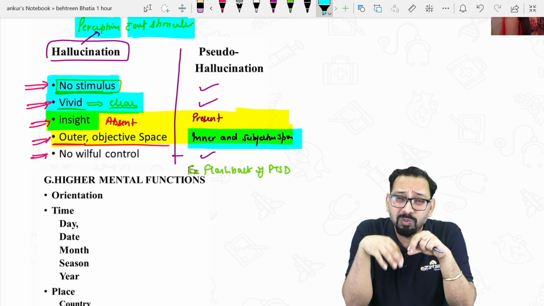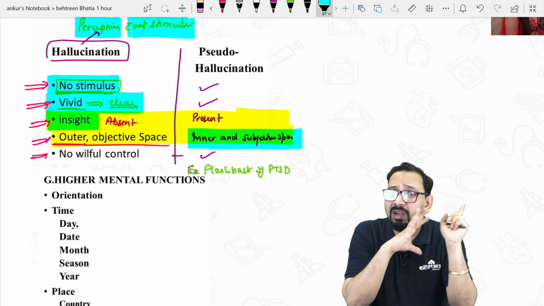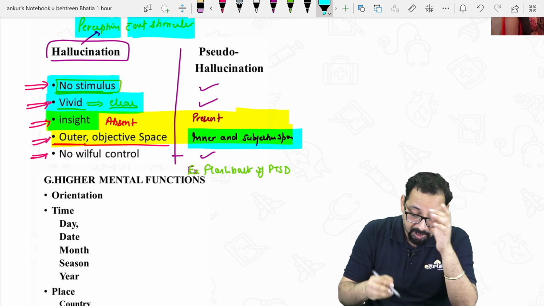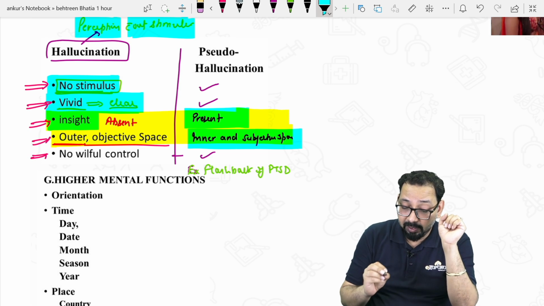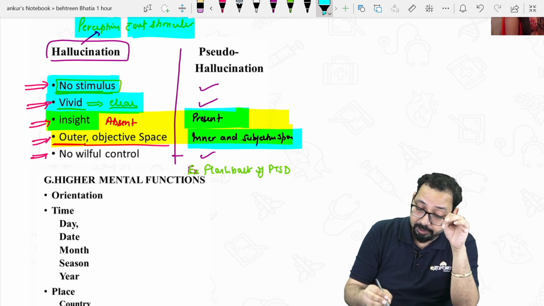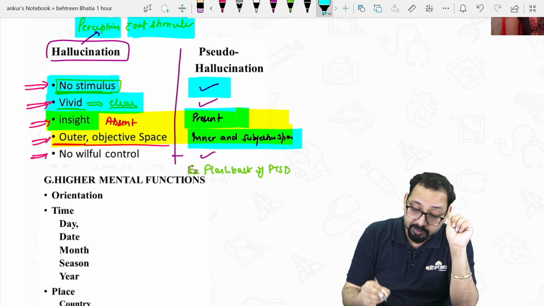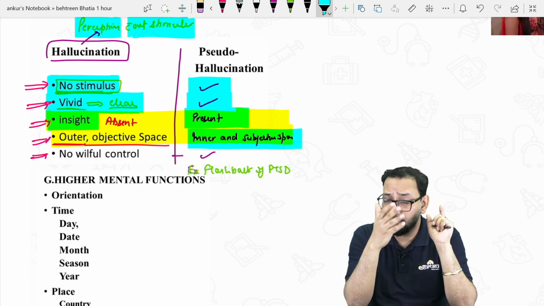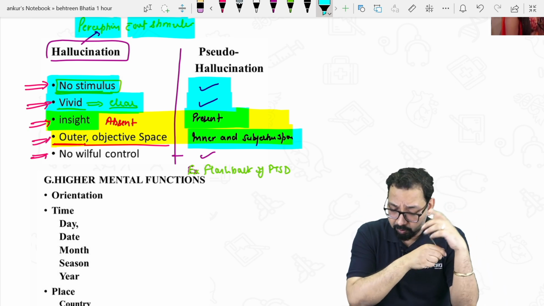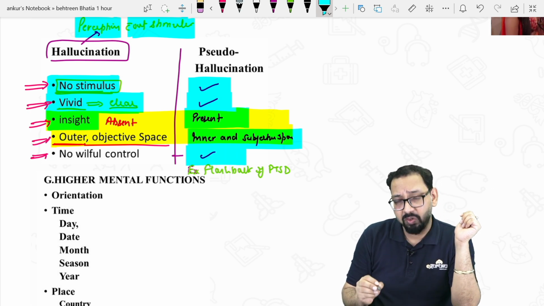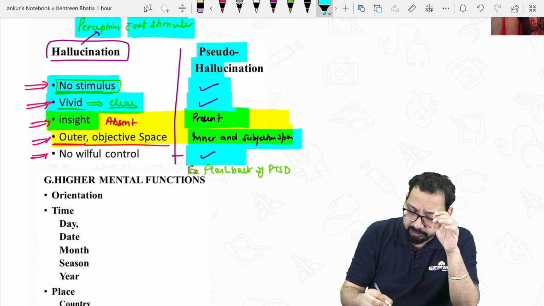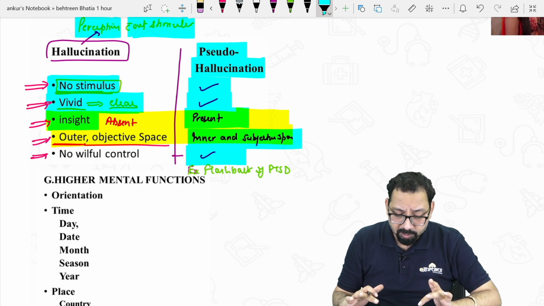And he or she knows that this event has already occurred, this is not real, I am having this flashback, means insight is present. Actually this thing has already occurred, so it is not occurring now, no stimulus now. This is vivid, clear. He will see the image very clear. And can't control, sitting spontaneously, these images coming. So true hallucination, pseudo hallucination.